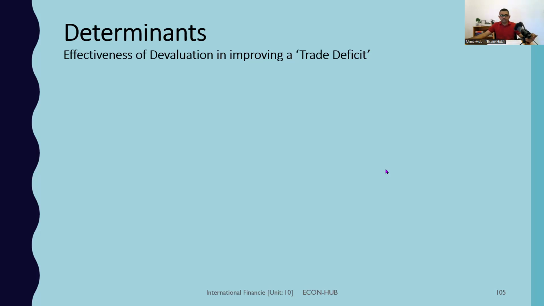First thing is, I'm going to look at 6 determinants. Only if these 6 determinants are there or favorably there, then you should practice devaluation. Otherwise, currency devaluation could lead from a bad problem to a worse problem. Could lead your country from a bad trade deficit situation to a worse trade deficit situation. So what are these 6 conditions?